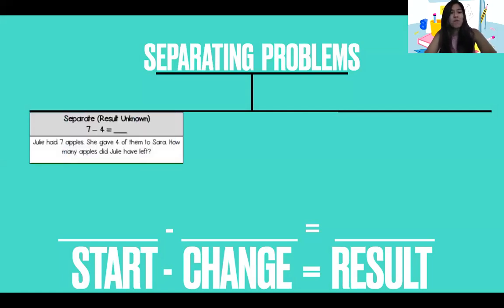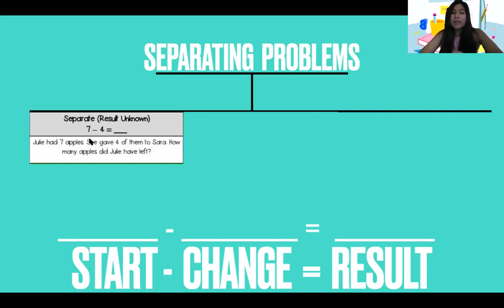In this type of word problem, the story tells you the amount that a person started with. It tells you how much it changed by, but it is our job to find the result. It might sound a little something like this. Julie had 7 apples. She gave 4 of them to Sarah. How many apples does Julie have left?